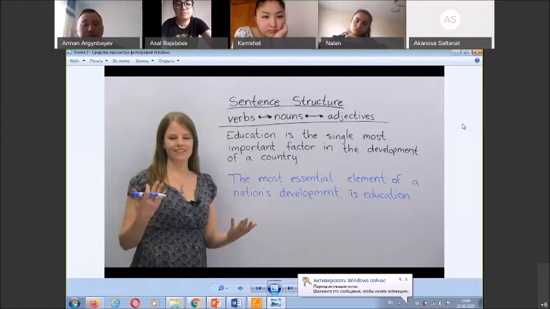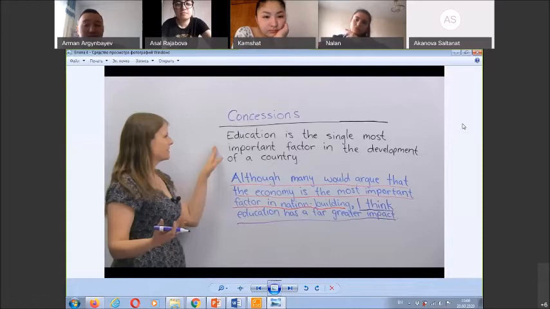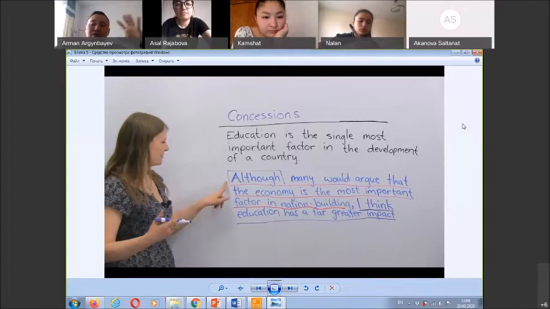Another technique Emma uses is concessions, like agreeing, yeah? So here she also uses "although", because she contrasts two ideas. Like, "Although many would argue that the economy is the most important factor in nation building, I think education has a far greater impact." So, a complex sentence, comparing two different opinions and expressing your opinion at the same time. So very nice sentence.